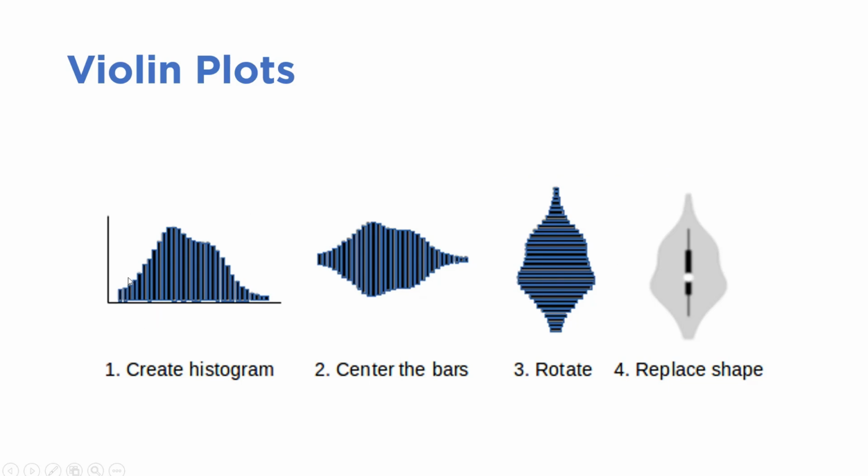So the way to do this is literally you create a histogram, center the bars or mirror image them, but centering actually makes more sense, and then rotate it and replace that distribution with a shape or a curve.